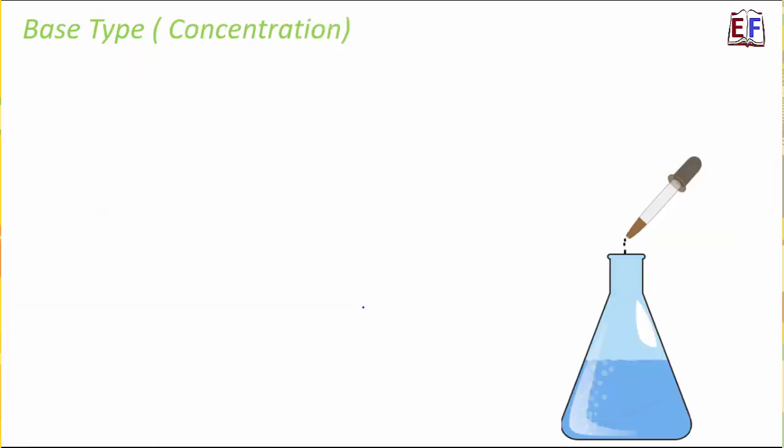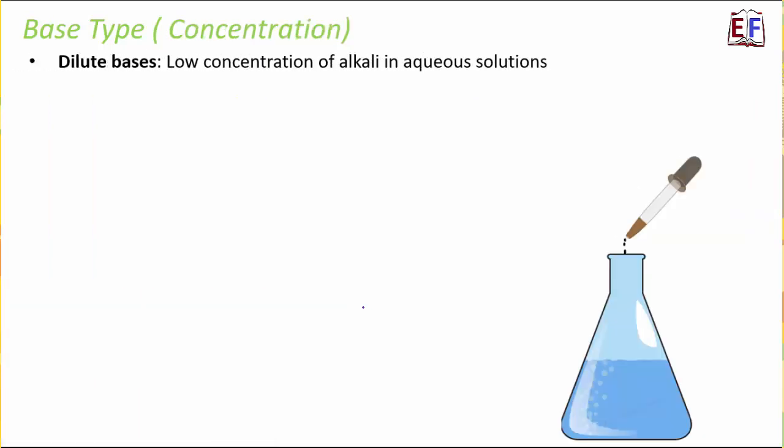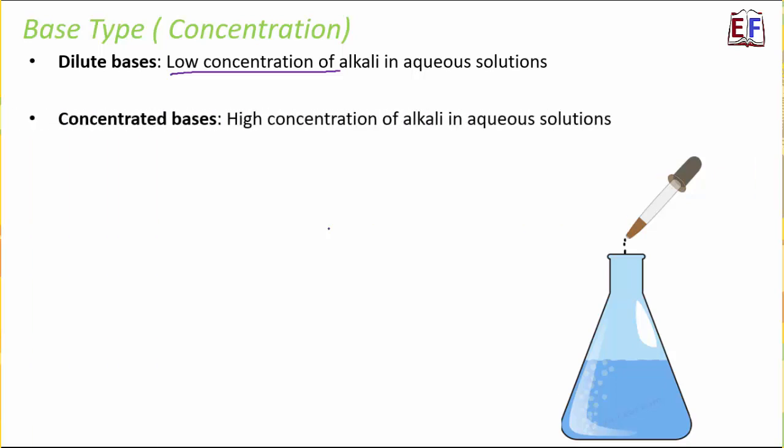Let's talk about dilute bases and concentrated bases. Dilute bases have a low concentration of alkali, that is the base, in aqueous solutions. The concept is exactly the same as in dilute and concentrated acids. A dilute base is one in the dilute form, where a lot of water has been added to it. Concentrated means high concentration of alkali in aqueous solution. For example, dilute NaOH would mean that a lot of water has been added to it, therefore the actual concentration of NaOH is very less. And concentrated NaOH means there is no water that has been added to it.